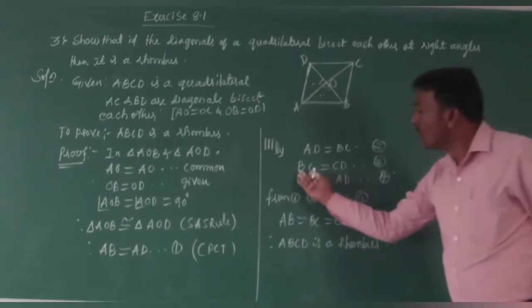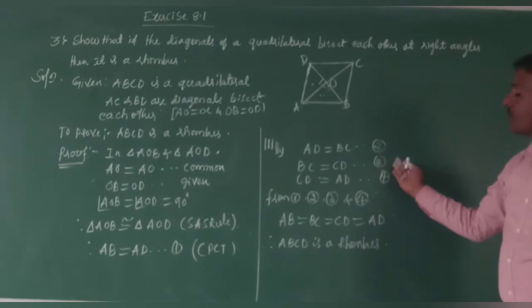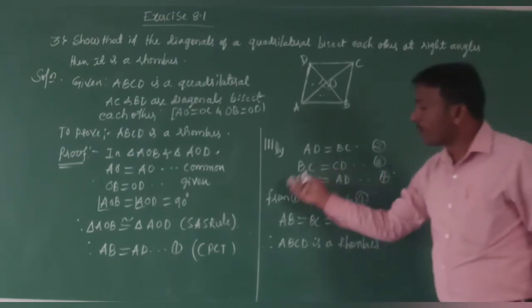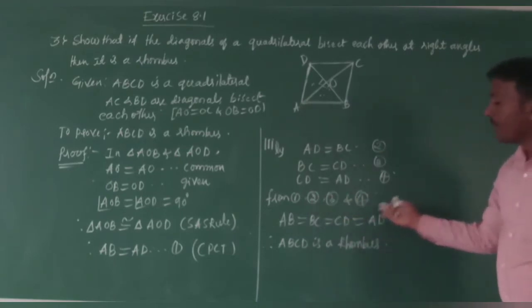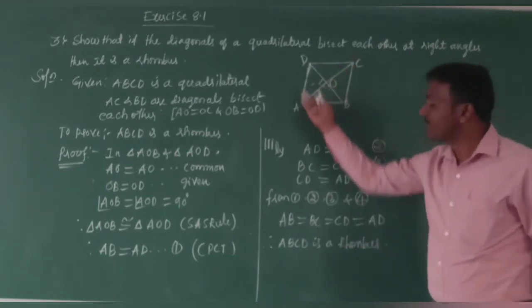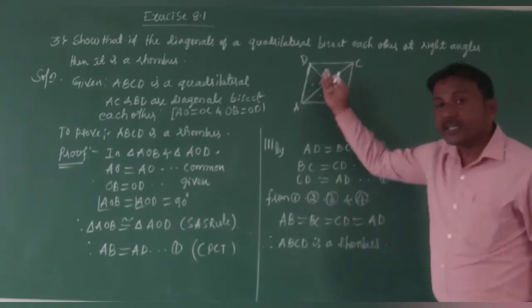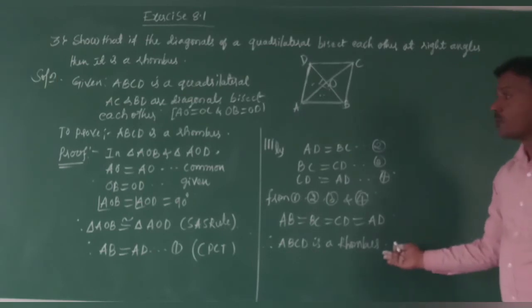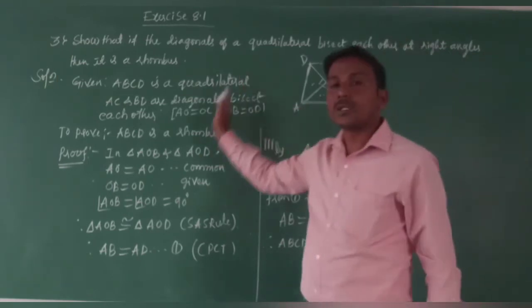Say equation 2, BC is equal to CD. Third equation, CD is equal to AD. Fourth equation, we can prove all these. From equations 1, 2, 3, 4, AB is equal to BC is equal to CD is equal to AD, which means all these four sides are equal. If all four sides are equal, we can conclude ABCD is a rhombus. This is the proof of the third question.